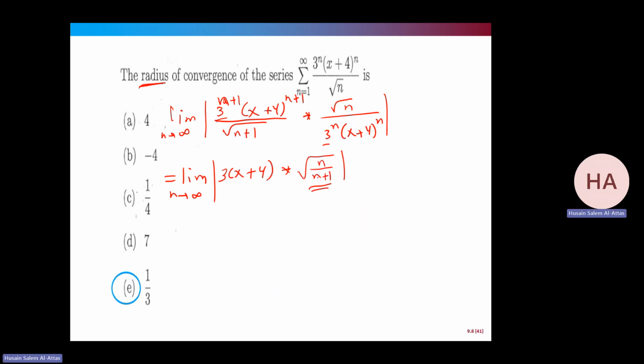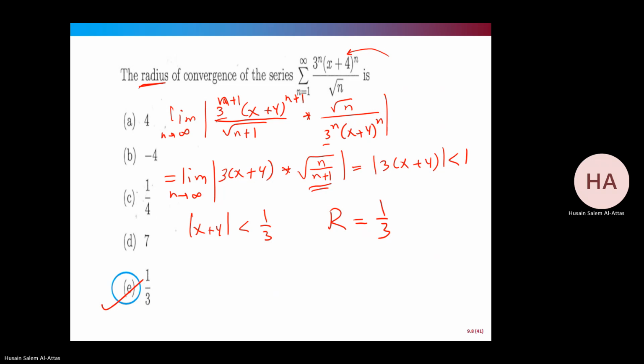This limit is very clearly 1. Take the limit inside, same degree, so you have 1. The square root of 1 is 1. So that will be 3 times the absolute value of x plus 4 less than 1. Don't forget, I want this in terms of the center at -4. So I have the absolute value of x plus 4, which is my center, less than 1/3. So r equals 1/3. That will be my answer. They wrote it as x minus c, where clearly my c is -4. Okay.